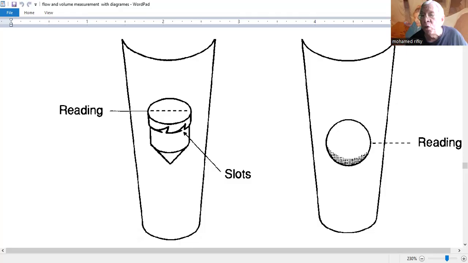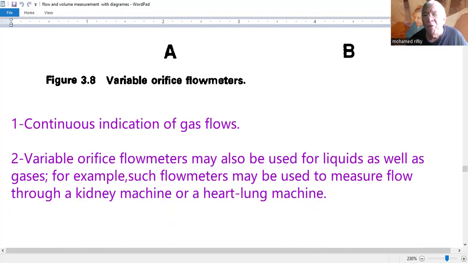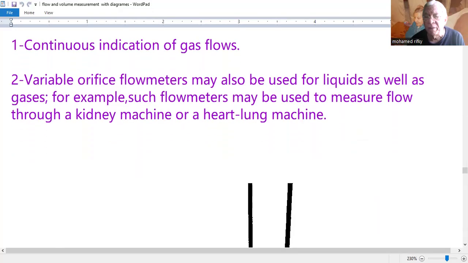You may be asking why we use a ball instead of the bobbin. Of course, the problem with the bobbin is that you cannot indicate the height, so we take it from the middle of the ball. Of course, the importance of this rotameter is the continuous indication of gas flow. Of course, this is a statement also that we can use these instruments in liquid, and we can see from the text what the uses of it are.